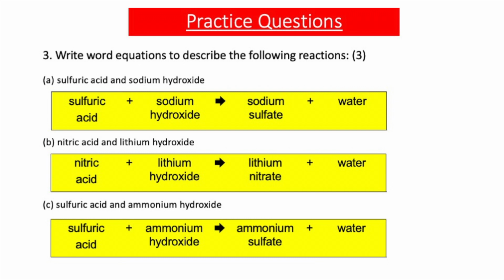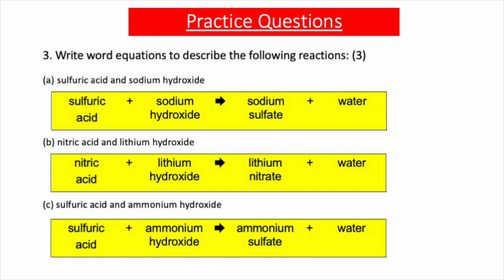Now for part B, you've got nitric acid and lithium hydroxide. So the equation would be nitric acid plus lithium hydroxide makes the salt lithium nitrate plus water. And this is because when you have nitric acid, the salt that forms is a nitrate, and the alkali here is lithium hydroxide, so therefore it's lithium nitrate.